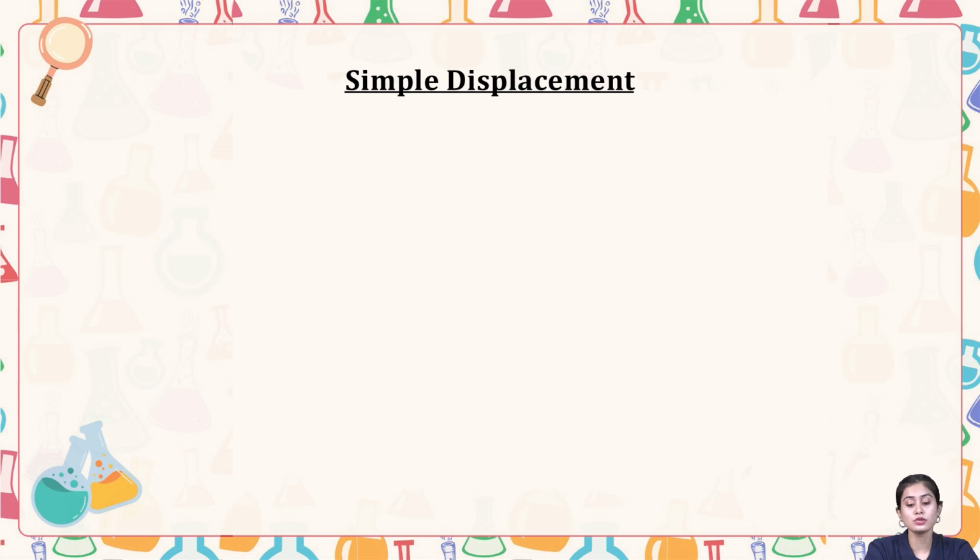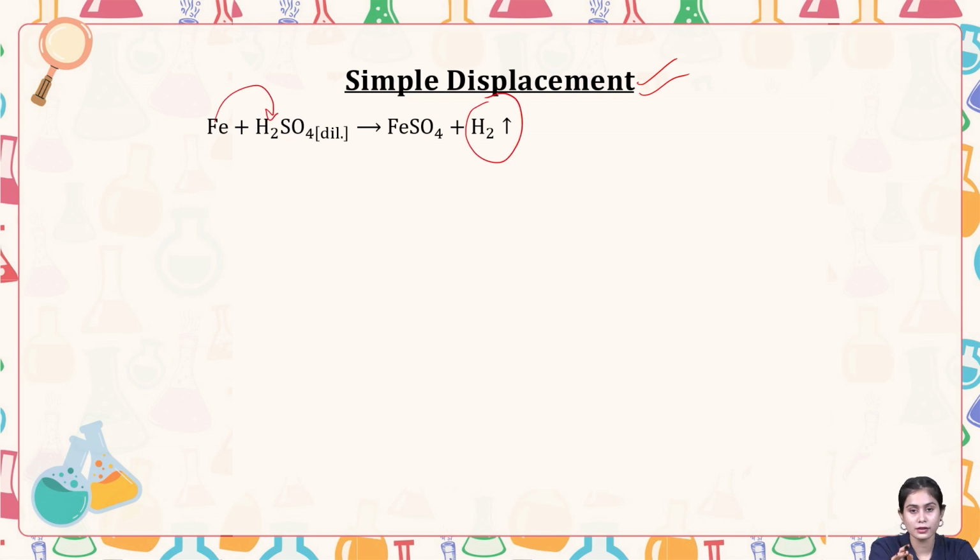Okay, let's come to the simple displacement reaction. Okay, what is happening? A simple displacement. So in H2SO4, one ion is getting displaced. So this Fe is coming here and H2 will be evolved. As simple as that. The H2 is getting displaced by your Fe, iron.